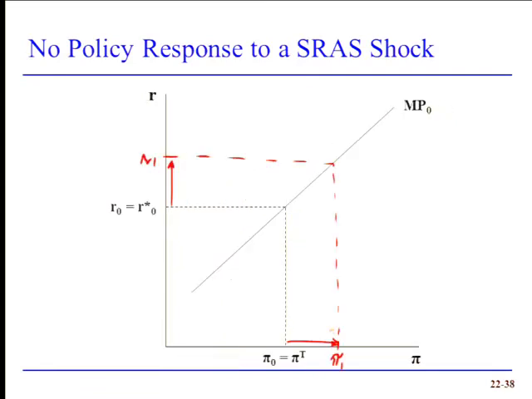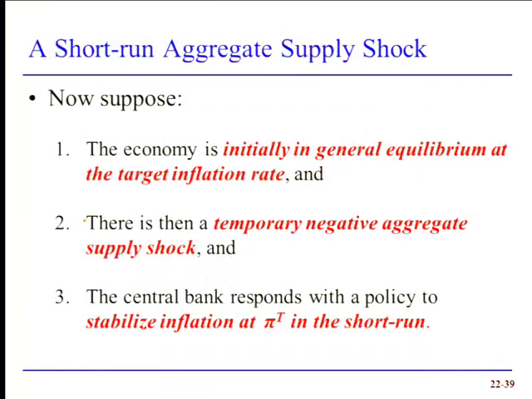With inflation coming back down, the real interest rate comes back down as we move back along the monetary policy curve. There has been no change in the real interest rate, and therefore no change in the equilibrium real interest rate. That's kind of boring. Okay, now let's take scenario number 2.